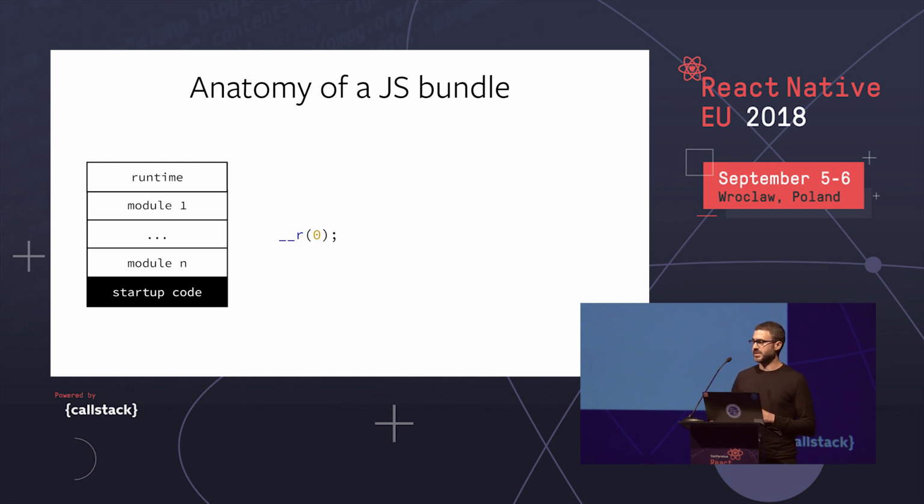The last bit of the bundle is the startup code. This bootstraps the whole application. Up until now, the bundle didn't do anything at all. It just registered the runtime and all the modules one after the other. And as we saw, modules are not evaluated until they are actually required. So we need to require the entry point in order to start the whole application. To do so, we call the require function, or __r, passing the module ID 0. This is because Metro generates these auto-incremental module IDs starting from the entry point.